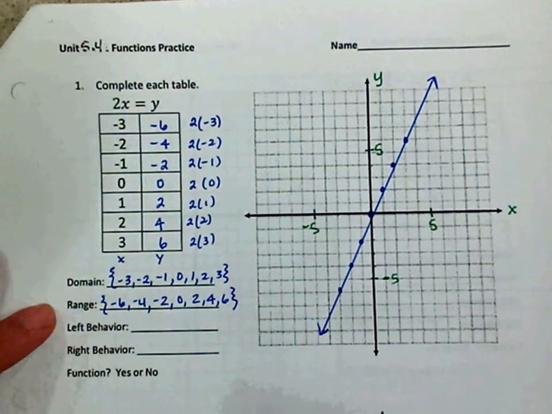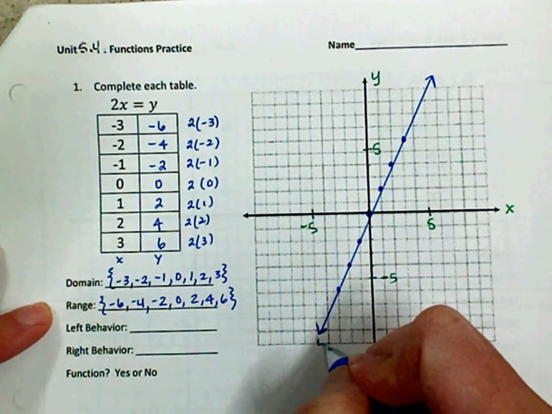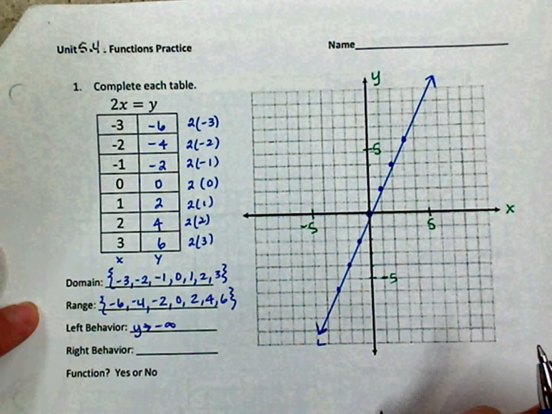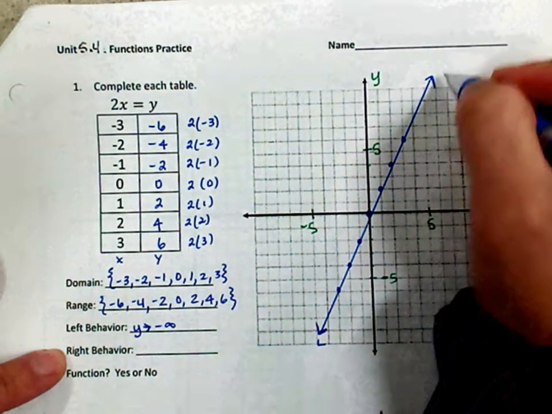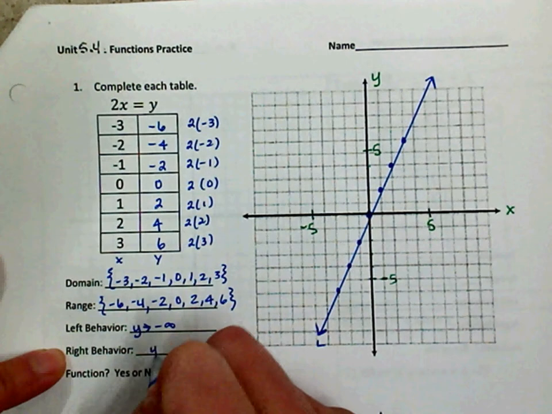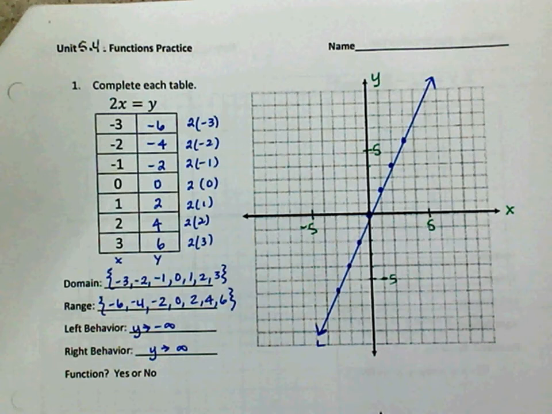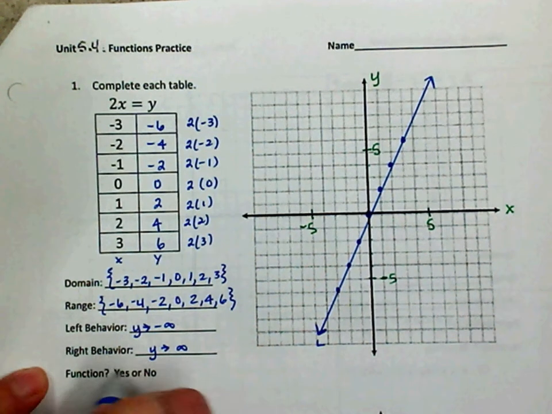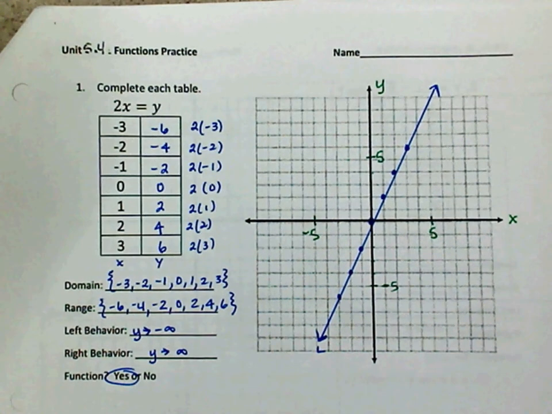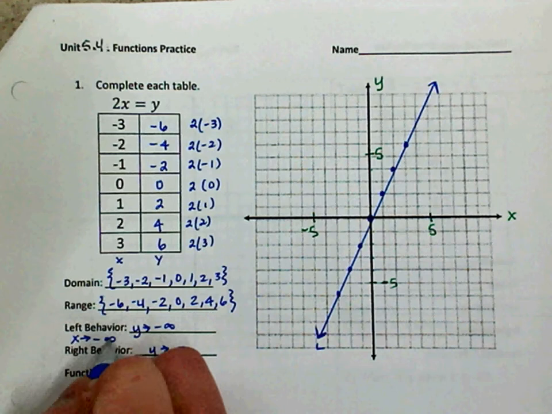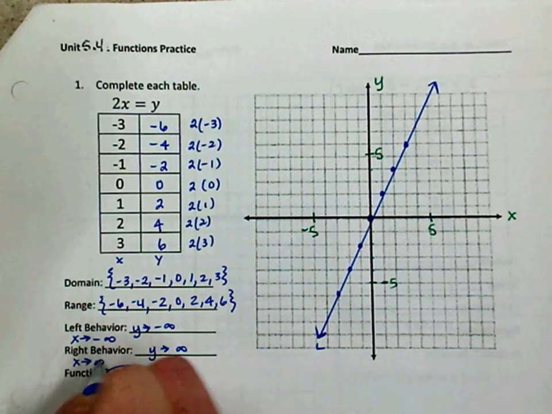In behavior, let's see, where is this left pointing? Your y is pointing down, so that's negative infinity. Your right side, what is it doing? It's going up, so it's going to positive infinity. That's all you got to write. Don't even worry about the x, because it says left and right. Is this a function? And the answer is yes. There you go. But if you're going to write negative, you write positive.